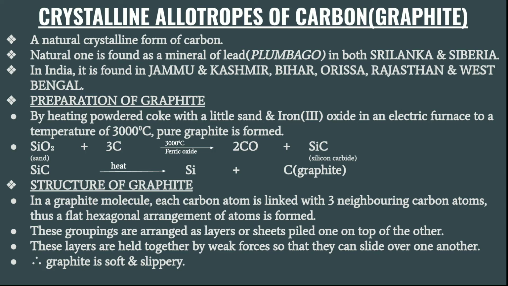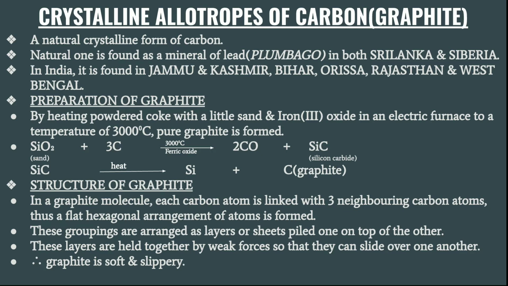Then what is the structure of graphite? In a graphite molecule, each carbon atom is linked with 3 neighboring carbon atoms, and thus a flat hexagonal arrangement of atoms is formed. These flat hexagonal arrangements lie one above the other, forming layers or sheets, piled one on top of the other.